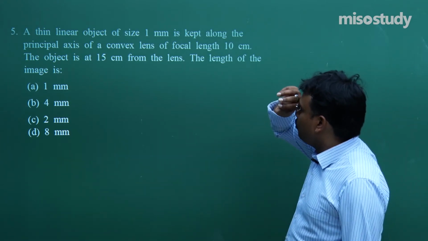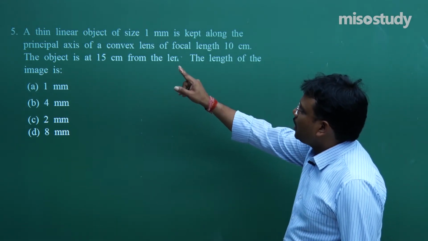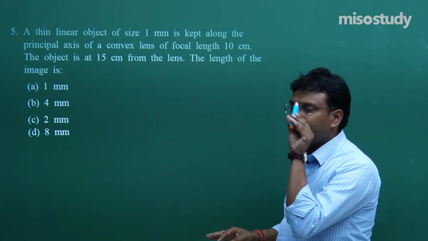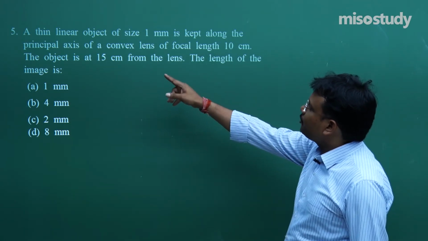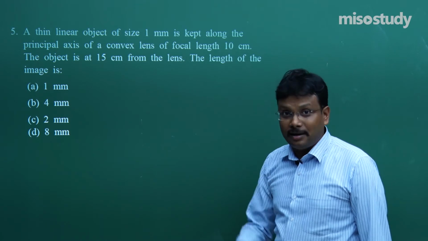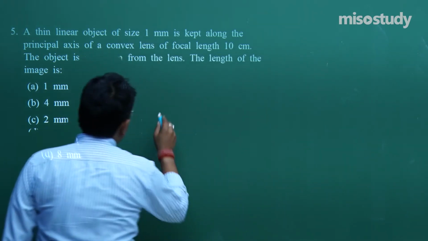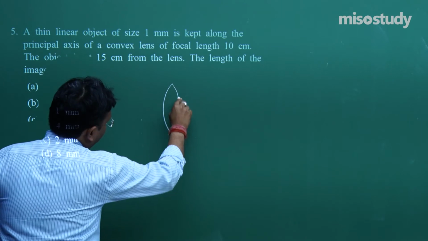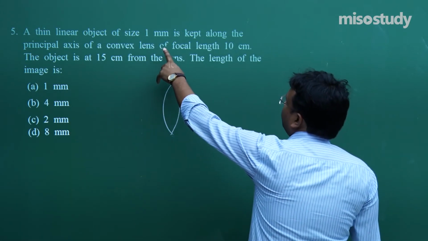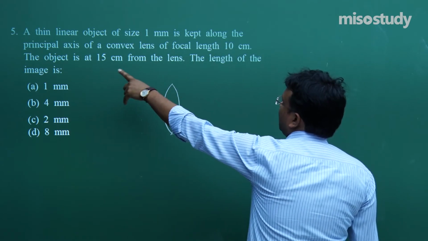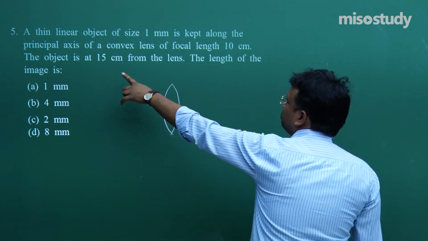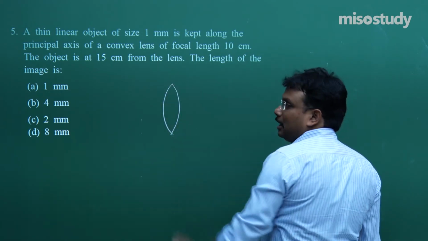Fine, let's move on. A thin linear object of size 1 mm is kept along the principal axis of a convex lens. Convex, not the concave that I am wearing. A thin linear object of size 1 mm is kept along the principal axis of a convex lens of focal length 10 centimeter. The object is at 15 centimeter from the lens.